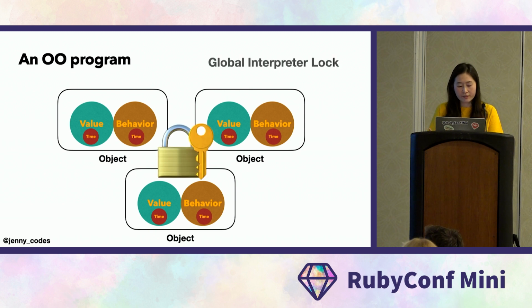And that's why we have the famous or infamous global interpreter lock in our MRI Ruby interpreter. This lock allows only one thread to execute at any given time. It makes the program safe, but also limits our capability for concurrency.